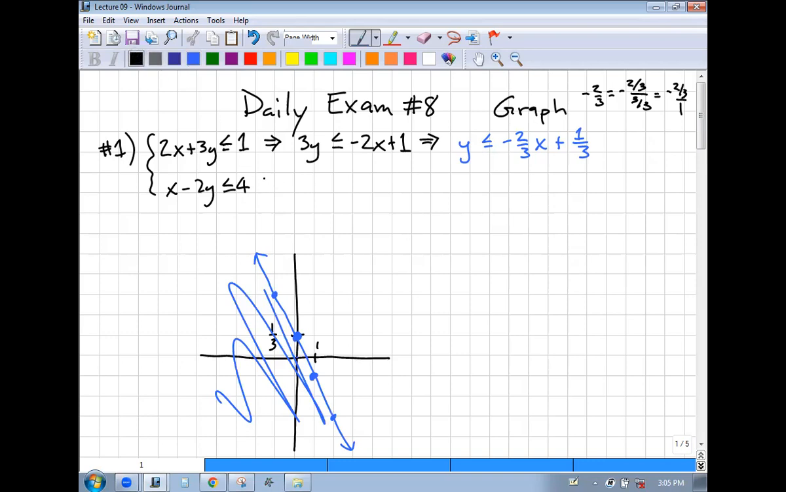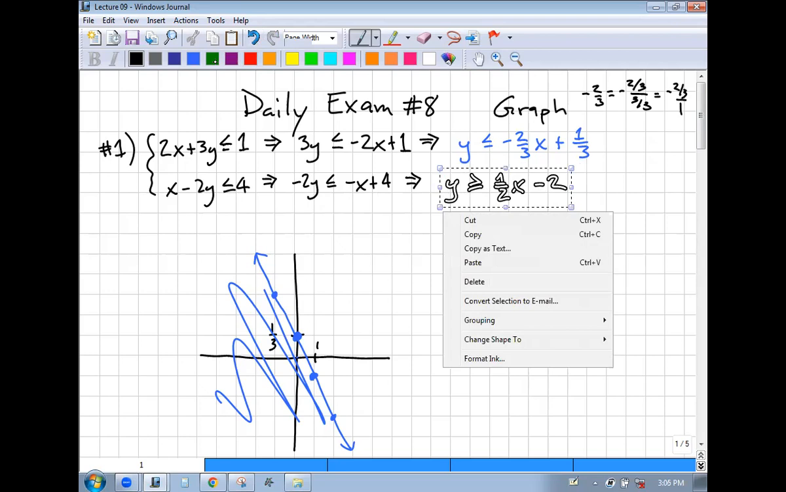All right, let's look at the next one here. Let's get our y by itself. Subtract x from both sides. Now divide by -2. And when I divide by the minus sign, the sign here gets switched. So I end up with x divided by 2, that's 1/2 x, right? A minus and a minus make a plus. And then 4 divided by -2. So that's green.